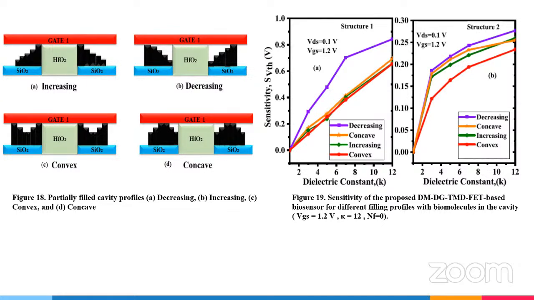Here you can see that for the decreasing profile, the sensitivity is more, because in the decreasing profile the biomolecule steps are more at the source to channel junction, at the interface, which leads to rapid tunneling of electrons. So the sensitivity will be more, since the tunneling in the decreasing profile is more. The electron will need less energy, less threshold voltage to cross the area, and the sensitivity of the device will be more.